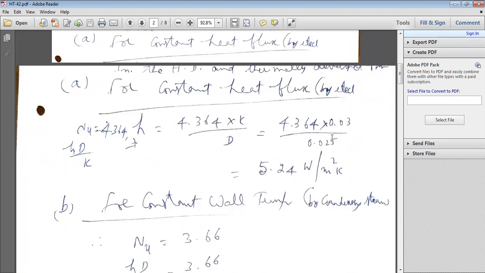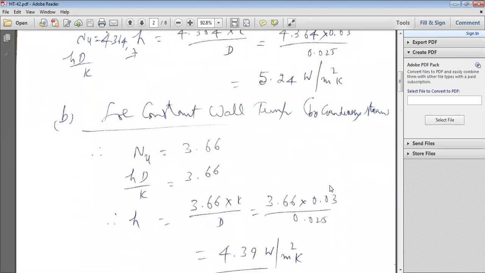All units should be converted into SI units. That's why you should not substitute the mm value here. You have to use meters only, so 0.025 meters diameter. If you calculate this, the heat transfer coefficient for the constant heat flux condition is 5.24 watt per meter square Kelvin.